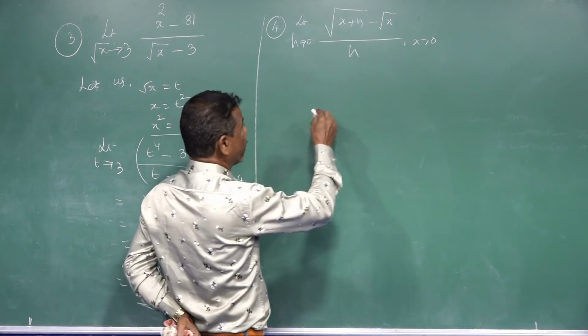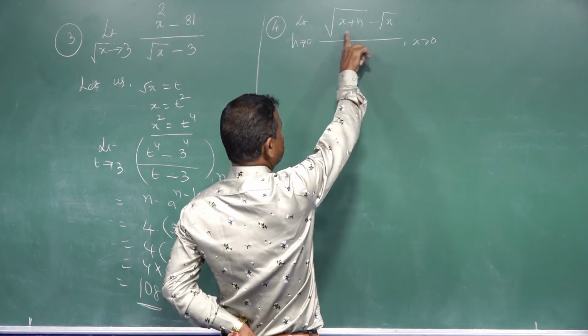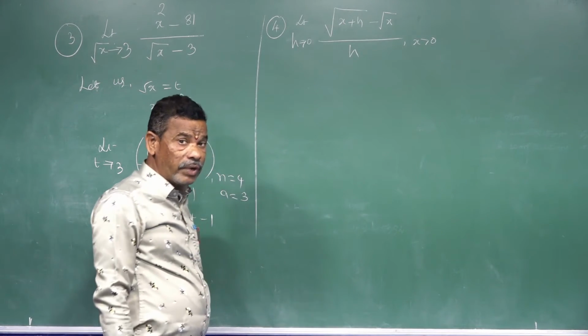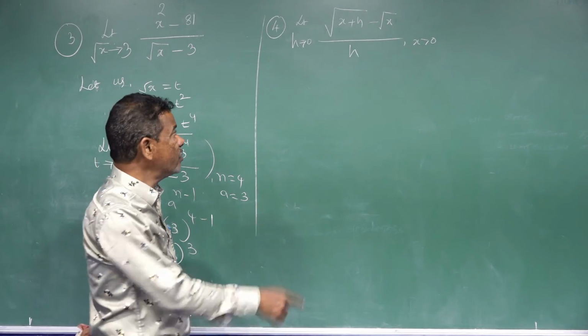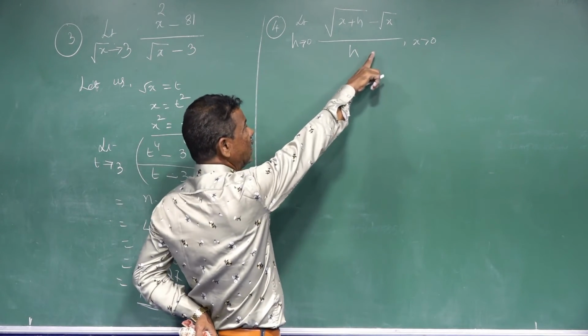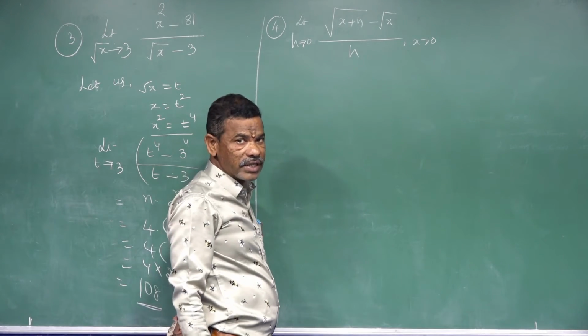Here roots are there, 2 roots are there. By using rationalization is a very easy method. Otherwise, we add x and subtract x, both cases.